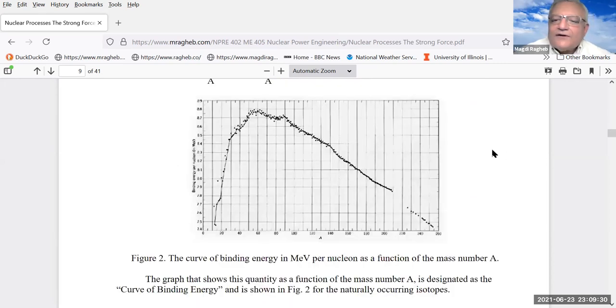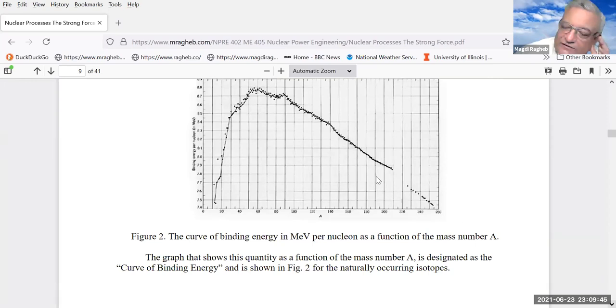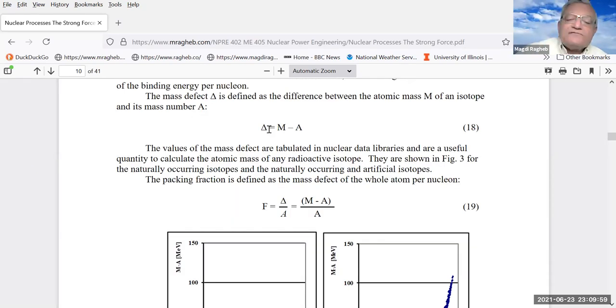So we can release the energy per nucleon either by fission moving from right to left or from fusion moving left to right. In the appendix, you can find the masses of the known isotopes and you can take that data and try to plot it. In that case, we define another important quantity that we call the mass defect, which is the actual mass of the atom minus the mass of the components, neutrons and the protons.